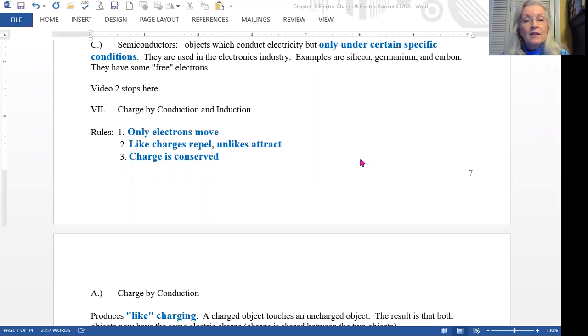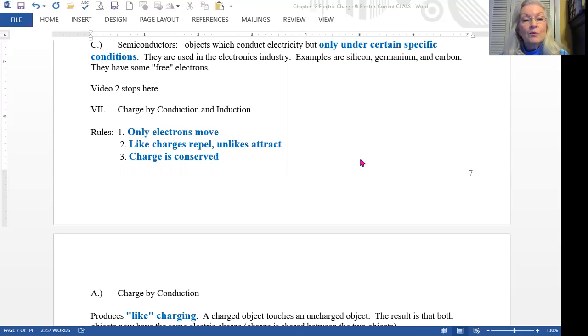So, in order to discuss them, we need to have some ground rules. The first rule is only electrons move. So even though in our drawing you'll see positive charges, the positive charges will not move. They're trapped inside the nucleus, so they are not mobile in these examples.